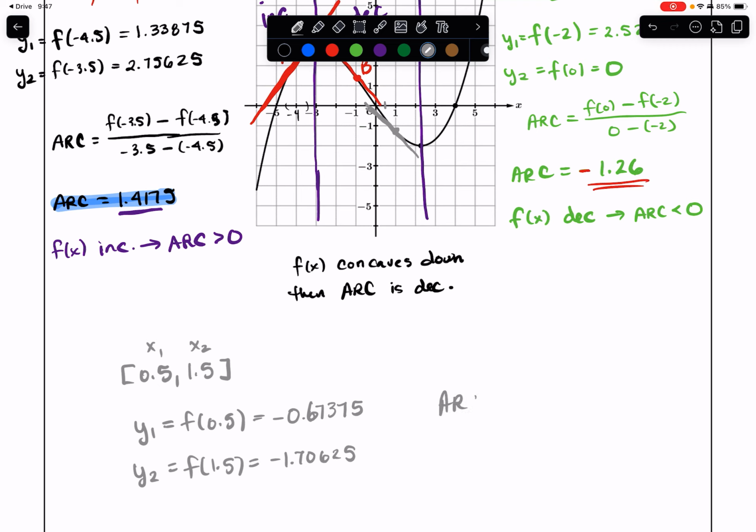So our average rate of change will be f of 1.5, our y2, minus our y1, f of 0.5, divided by our x2 minus our x1, which equals negative 1.0325.